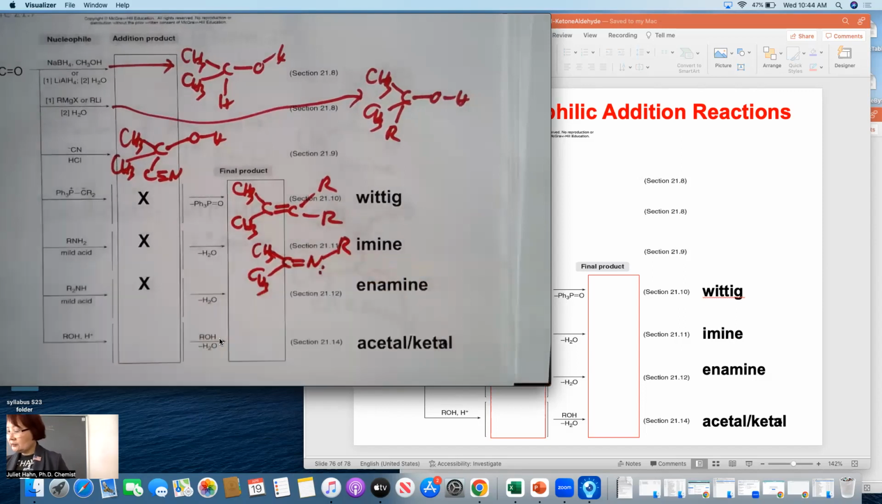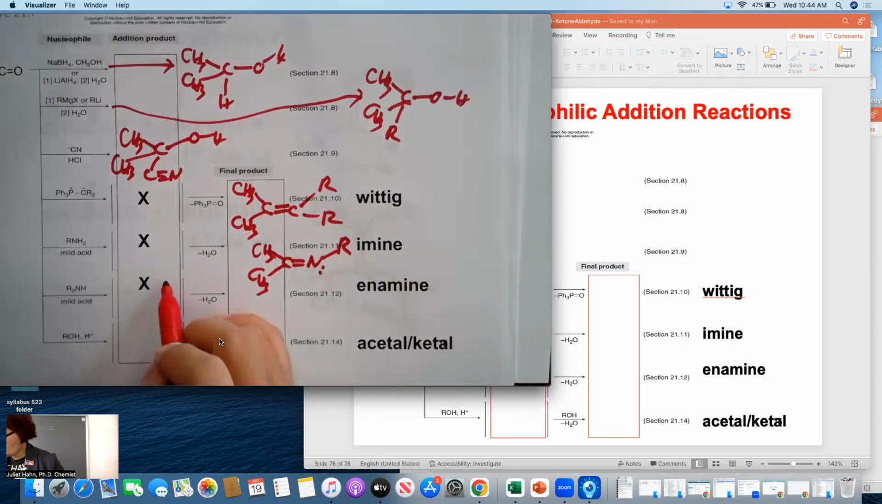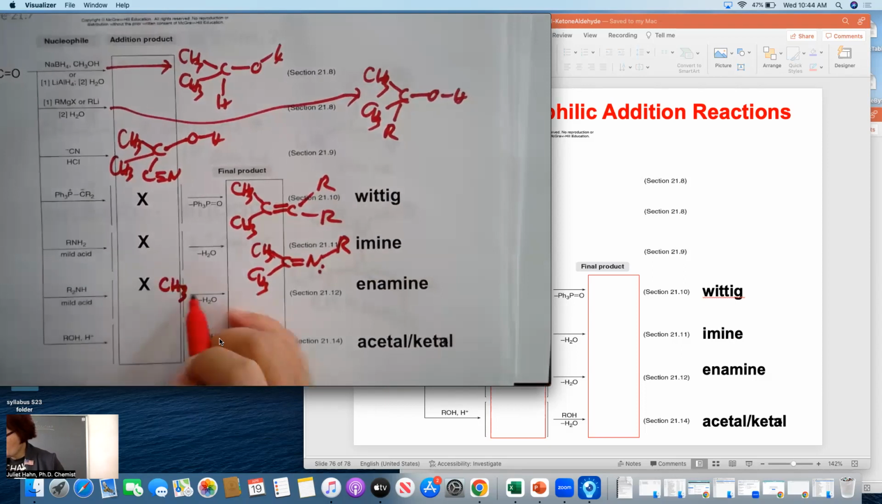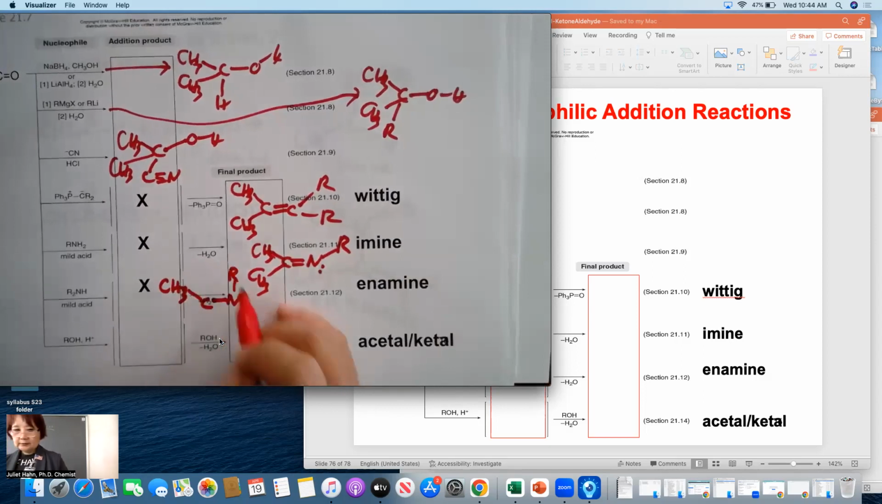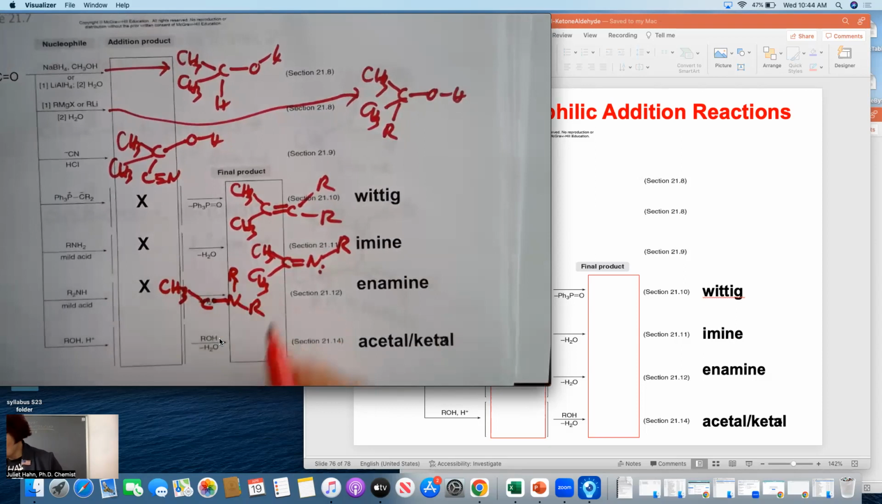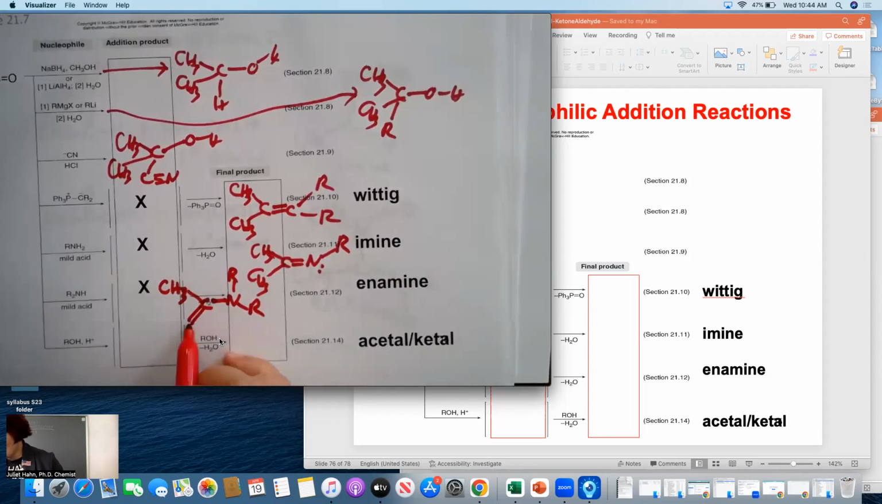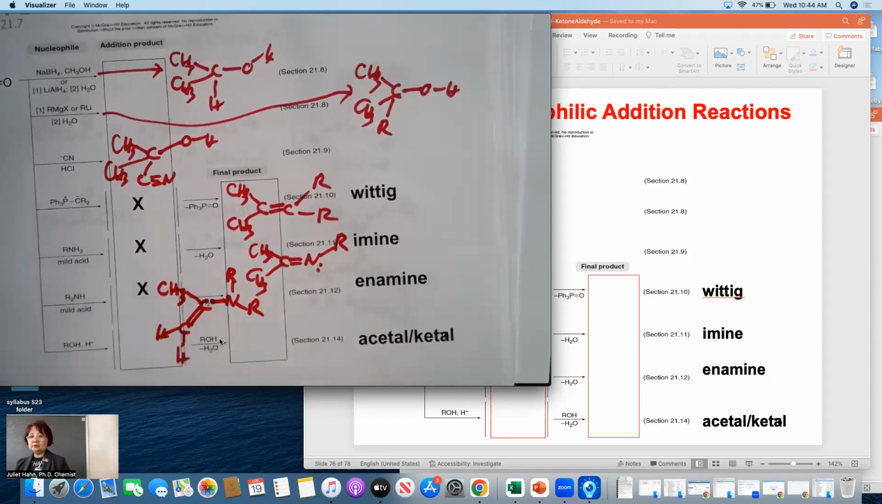Okay, enamine, what do you get? The carbonyl oxygen turns into a nitrogen. It has 2 R groups attached to it. The nitrogen is not charged, it's not positively charged. And then the double bond has to be between the carbonyl carbon and whatever atom happens to be next to the carbonyl carbon. So that's my enamine.